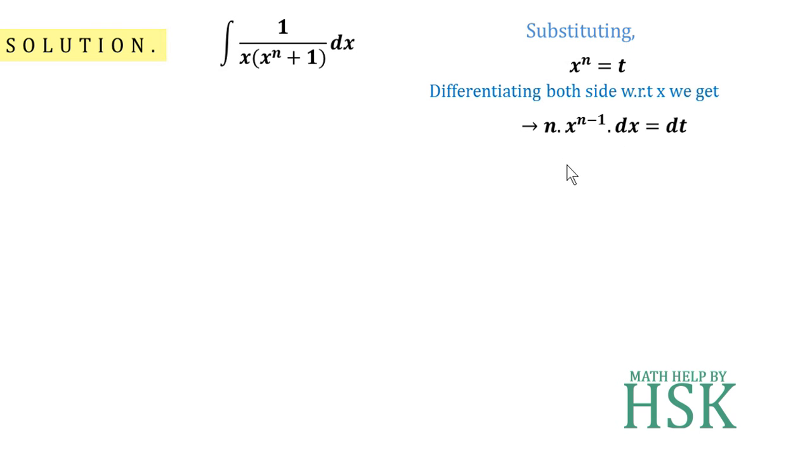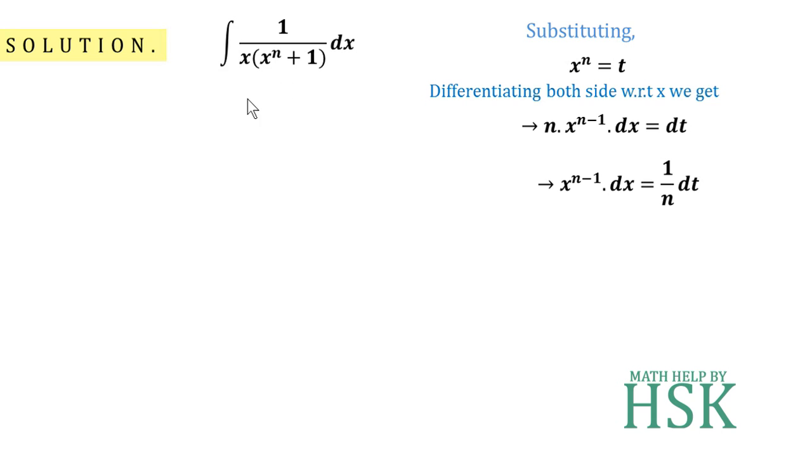Now, further this can be solved as x to the power of n minus 1 dx is equal to 1 upon n times dt. Now, looking at the function which we have to integrate, we cannot do the substitution right now. Why we cannot do the substitution? Because x to the power of n minus 1 is not there in the numerator. So how we could make the substitution work? That is the main trick about this question.